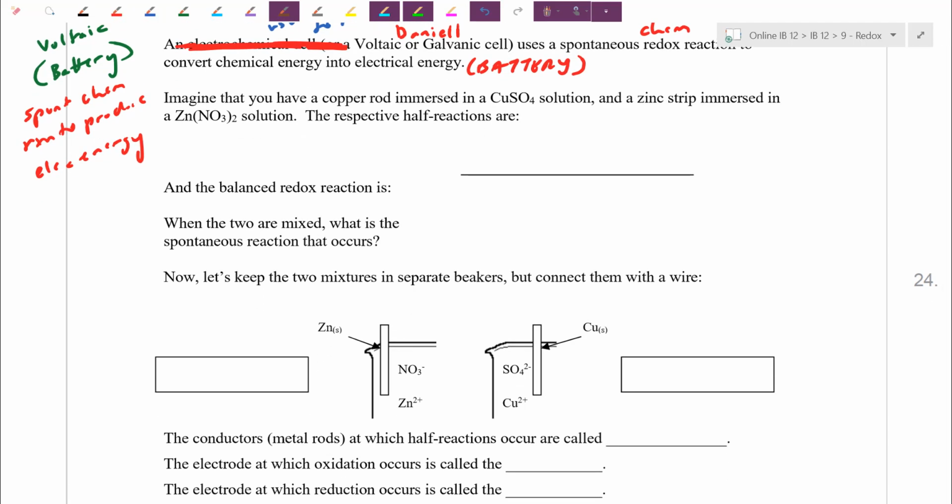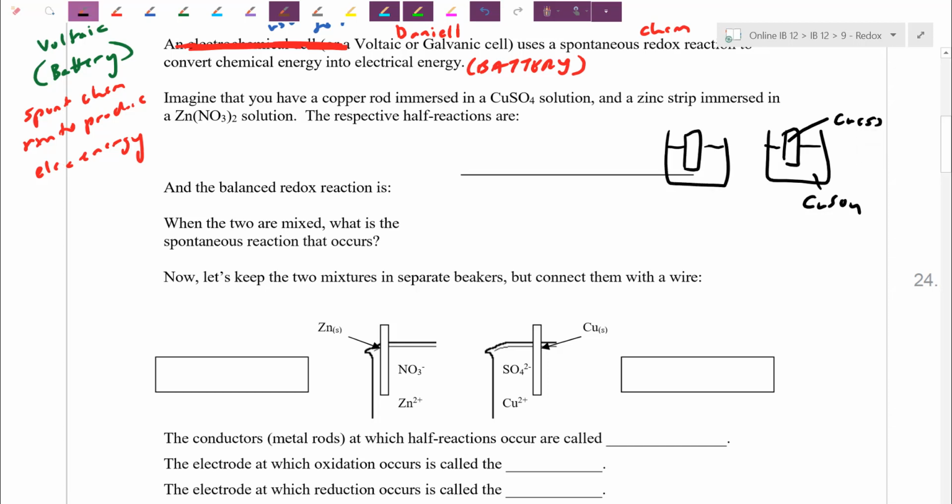Imagine that you have a copper rod immersed in a copper sulfate solution. So I have one beaker. You have a picture of it down below as well. But I have one beaker. It contains copper sulfate, and it has a copper rod. So copper would be solid. Again, I hinted at it yesterday. Usually, if you have an electrode made out of a certain metal, you surround it with ions of that metal as well. So I have a copper solution, and I have a zinc solution. A zinc strip, so it's a zinc solid, in a zinc nitrate solution. Why nitrate? Well, we remember nitrates are very soluble, and copper is also very soluble.